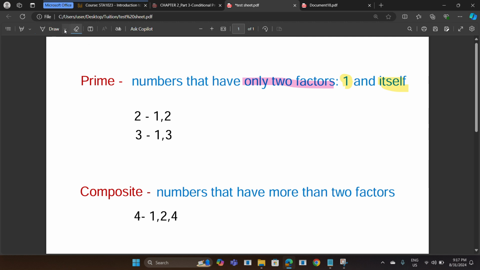Let's see the definition of composite numbers. Composite numbers are the numbers that have more than 2 factors. So 4 is a composite number. Let's take 5.